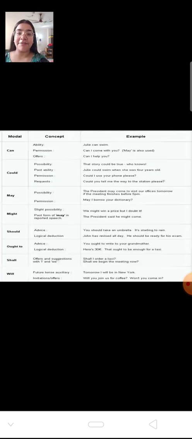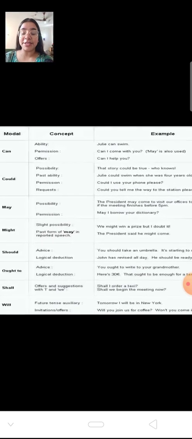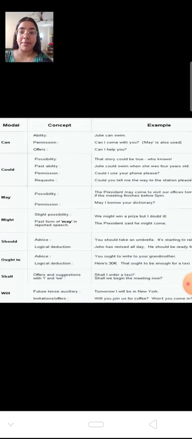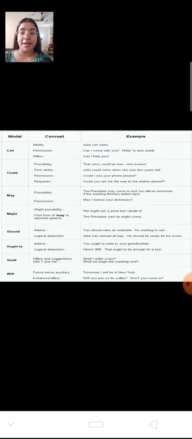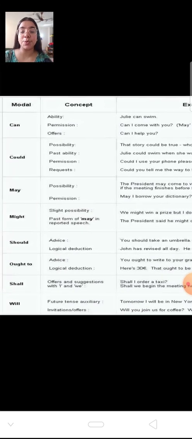Now here I have a table for you all so that you can learn this easily. As you can see here, the modals are given on one side, and the second is the concept where they are used, along with their examples. For example, "can" is used with ability, "can" is used with permission, and "can" is also used with offers. Let's see the examples. Julie can swim. Now here it is showing the ability of Julie. Second, when we are asking permission, can I come with you?